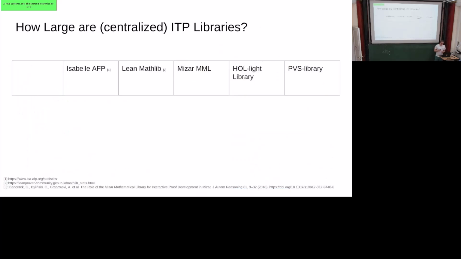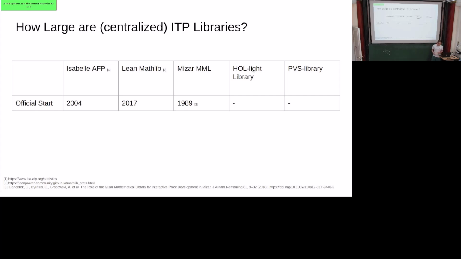So going into ITP libraries like the Archive of Formal Proofs, we want to do big math, so let's see how big our libraries actually are. I'm only considering centralized libraries here, so sorry, no Coq or Agda in there, but rather I have as a few examples Isabelle, Lean, Mizar, HOL Light, and PVS. And should the numbers here not be entirely accurate, then I apologize for that. Lots of them I had to collect myself, so I'm not an expert in all of these systems, obviously, so I might not have accurately reflected what is the case.